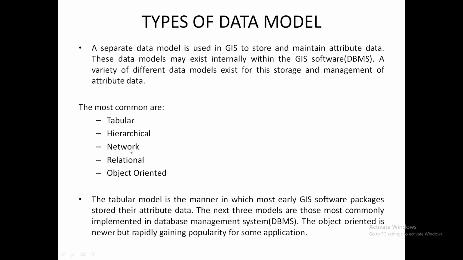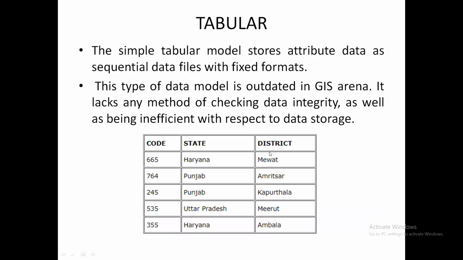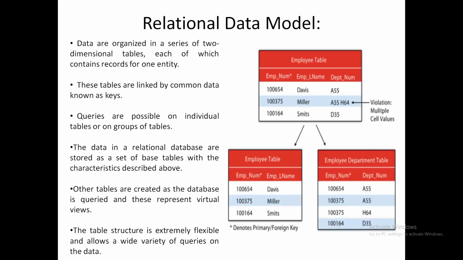The tabular, hierarchy, and network data models were used at the beginning of the GIS era, but in today's trend, the relational data model and the object-oriented data model are the ones in use. The relational data model is quite similar to the tabular data model, but in the tabular data model, we have only one single table, in which you store all your data. When you want to fetch particular data, it is difficult to recover it if the volume of data is high.